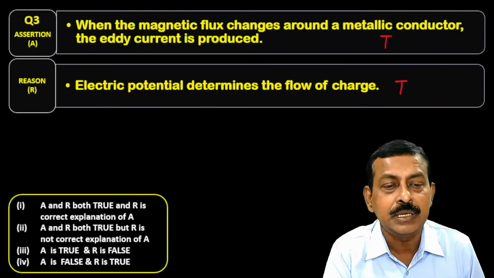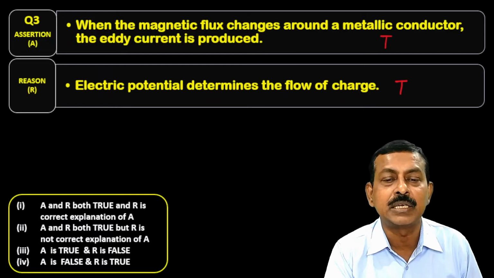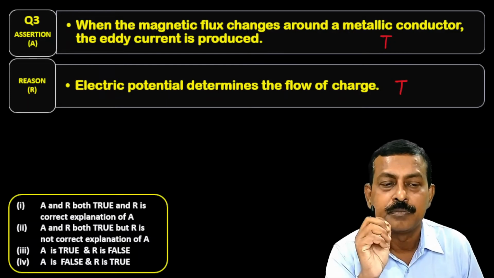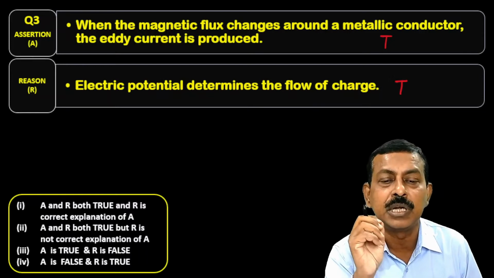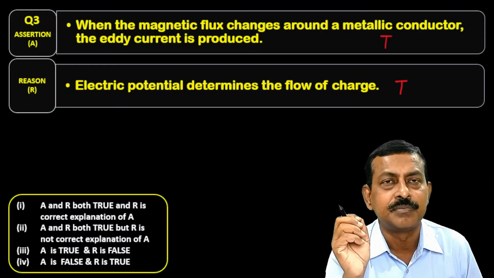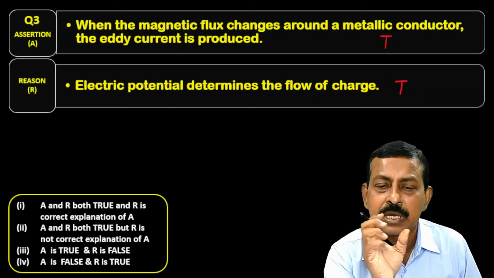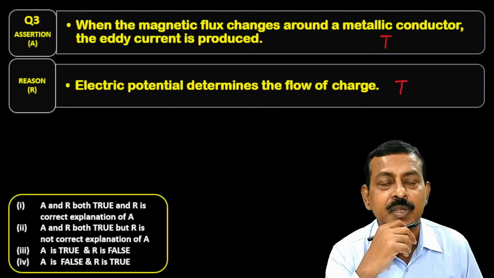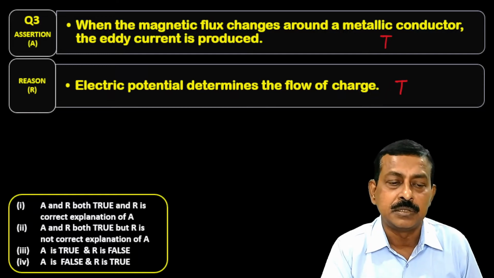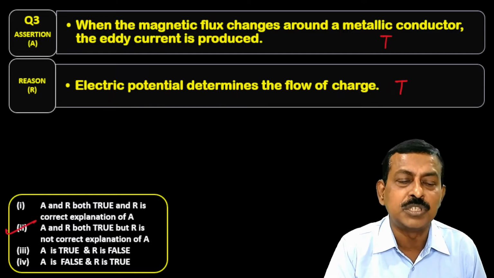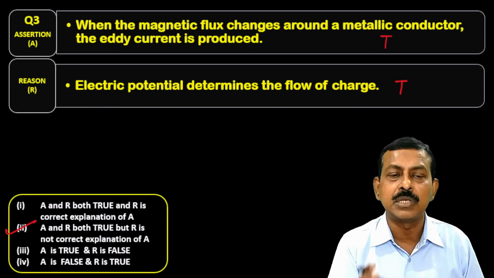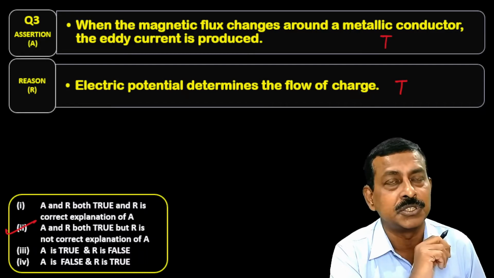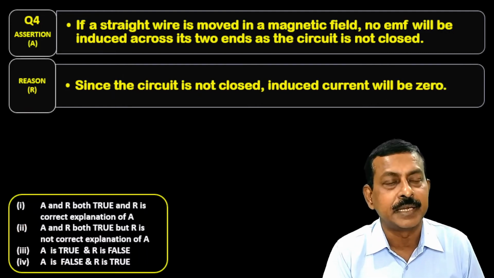So let's see: when the magnetic flux changes around a metallic conductor, the eddy current is produced because electric potential determines the flow of the charge. This is not the correct statement to explain the assertion part. So here, the second one is the correct option, because the reason is not explaining correctly this assertion statement. Let's take the next question.